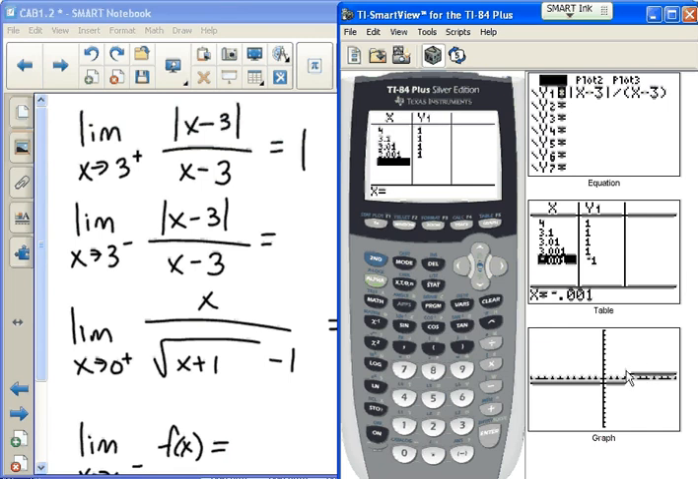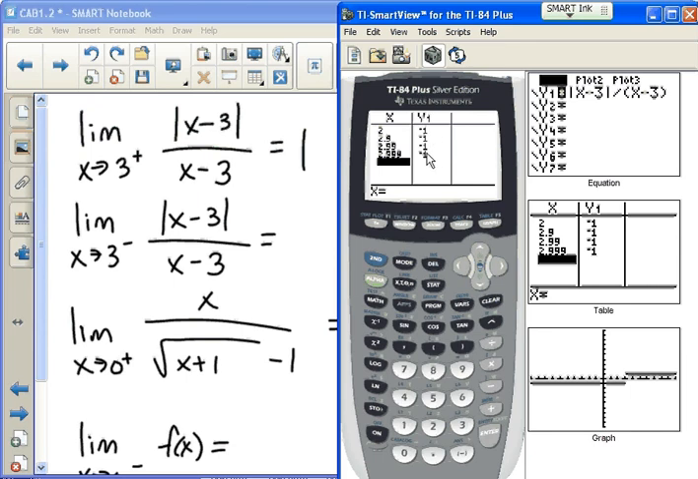Now from the left, I need to pick different values. To the left of 3 would be 2, 2.9, 2.99, 2.999, and so on. Very clearly you can tell the limit is negative 1. The closer x gets to 3, you can tell that y is just negative 1. So these two are different.